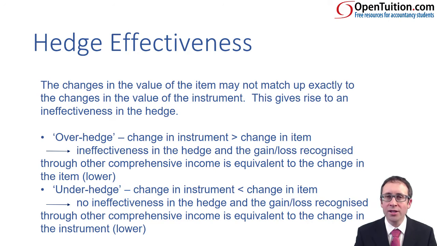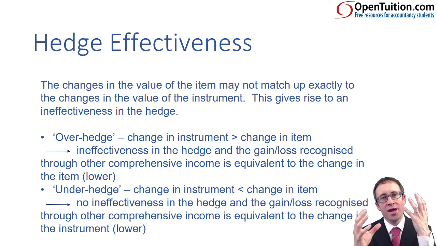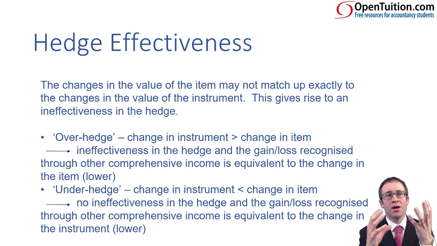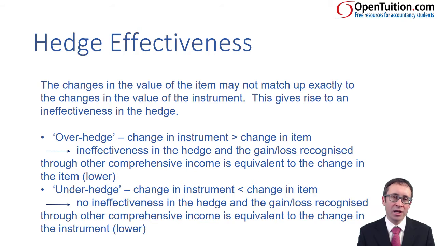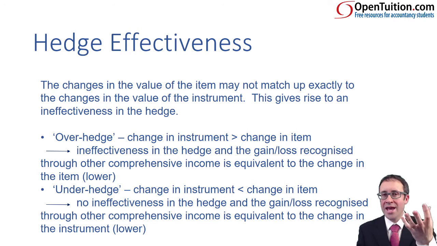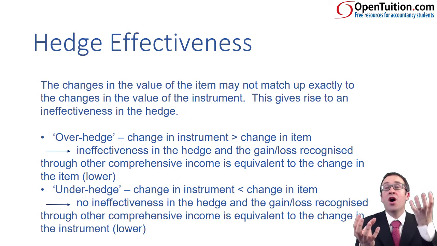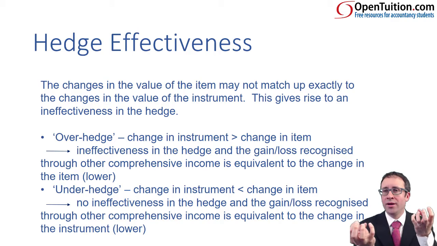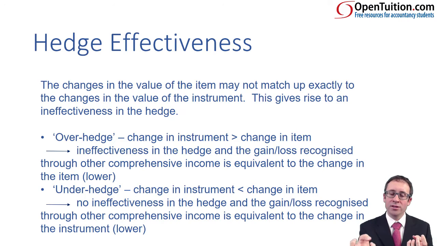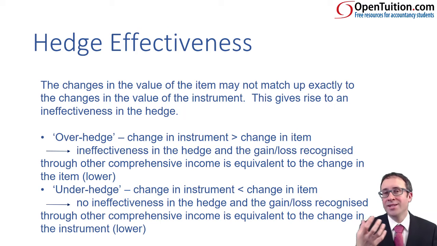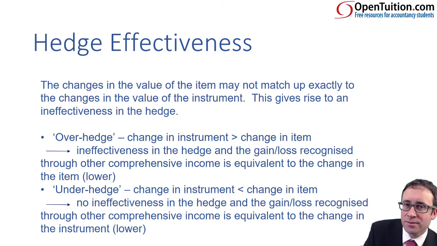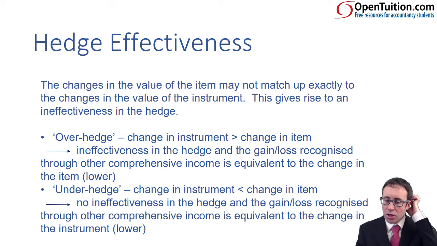What you've got with an over hedge is whereby you're looking to protect the value of your item, but the instrument that you have used, the gain or the loss on that instrument, so the change in the value of the instrument, is higher than the change in the value of the item. There's more of a gain or loss on the instrument than what there is on the item. You've over hedged. There's too much gain, too much loss than what is required to offset the gain or loss on the item. If that is the case, there is some form of ineffectiveness. You have too much of a gain or loss on the instrument.